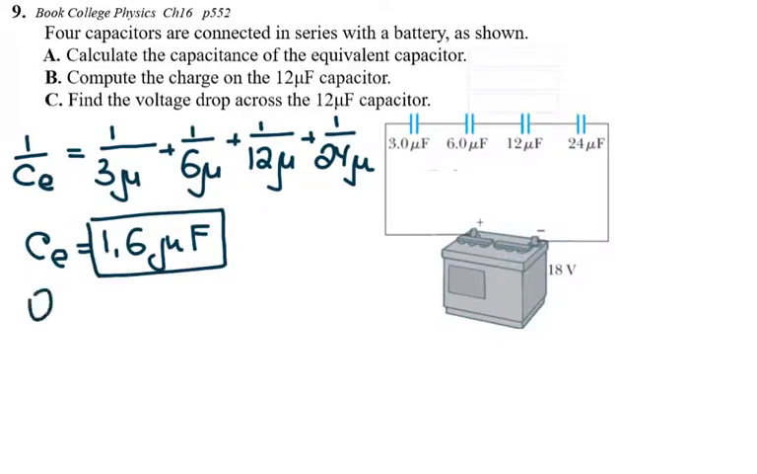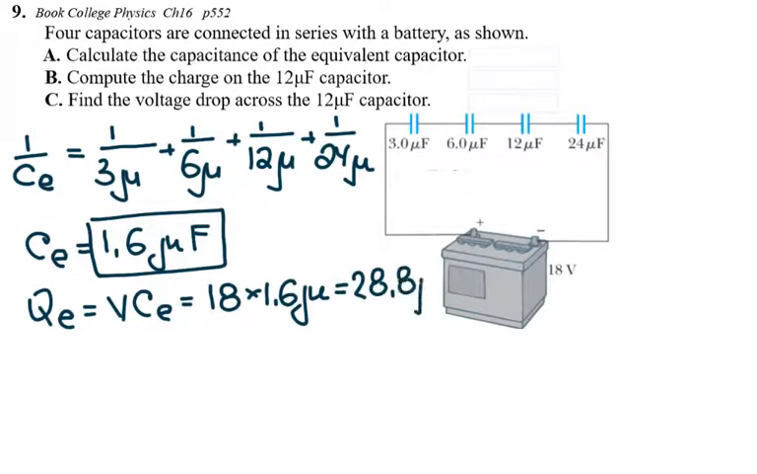If I was looking for the total charge, equivalent charge for all the capacitors together, and they have the same charge, so I will have the voltage times the equivalent capacitance, and again I have 18 times 1.6 micro, and that will give me 28.8 microcoulombs. So they all have the same 28.8 microcoulombs on every single capacitor, because they share the same charge.